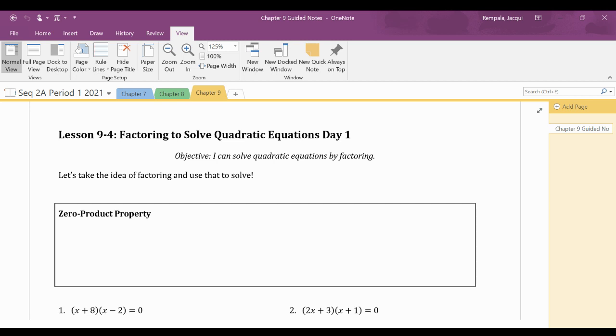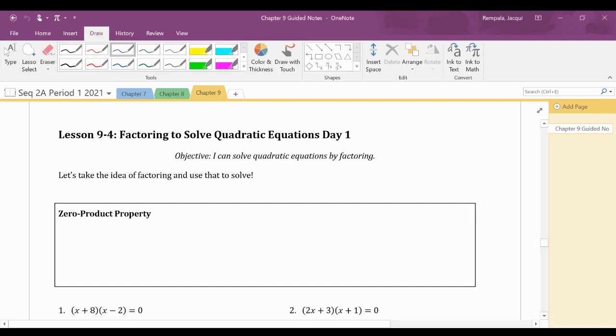Today, let's look at lesson 9.4. We are going to solve quadratic equations by factoring. So in order to do that, we have to understand what this zero product property is.